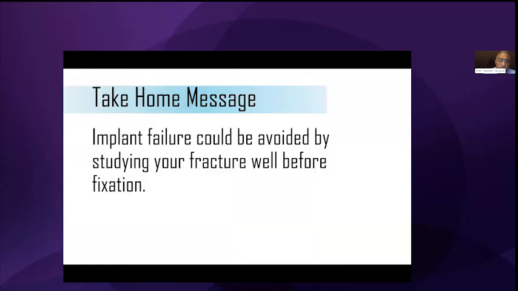Thank you very much again, Dr. Ashab. And the take-home message of this case is that implant failure could be avoided by studying your fracture well before fixation, as not every fracture should be treated the same. The types of fracture are different, and also the methods of treatment and fixation are different. Thank you very much.